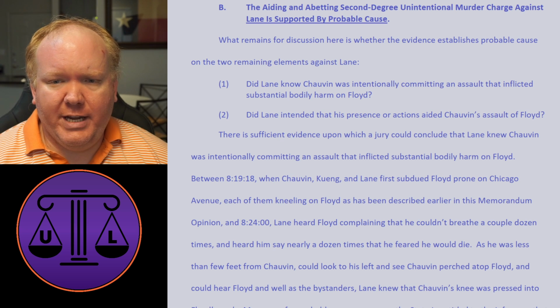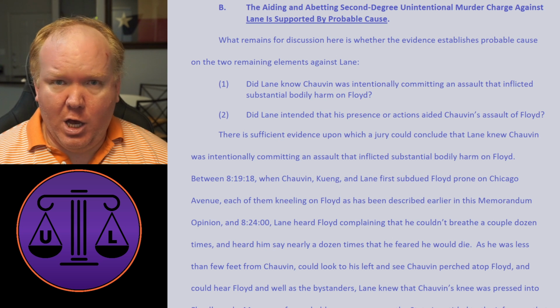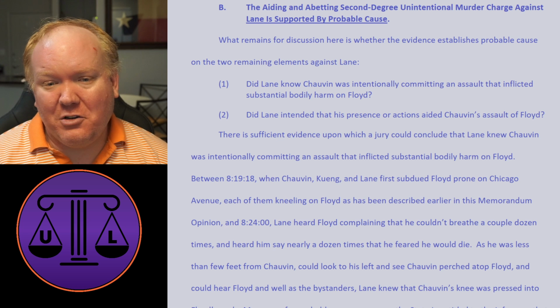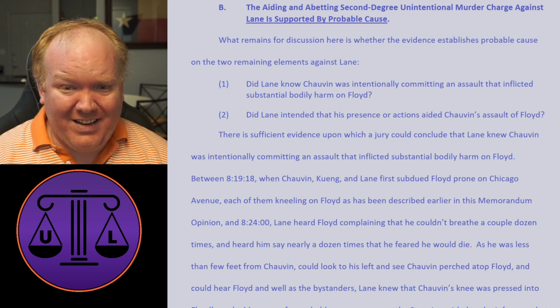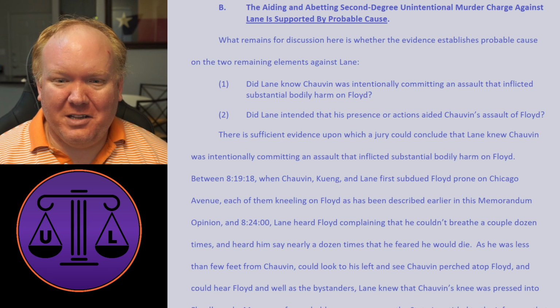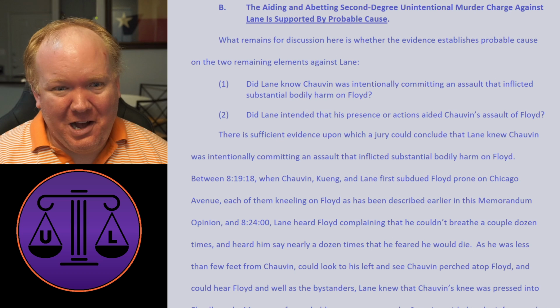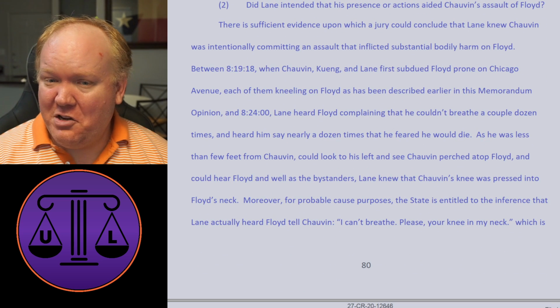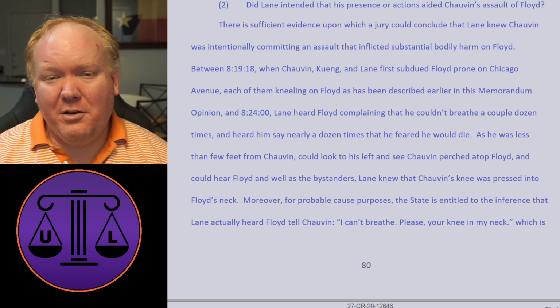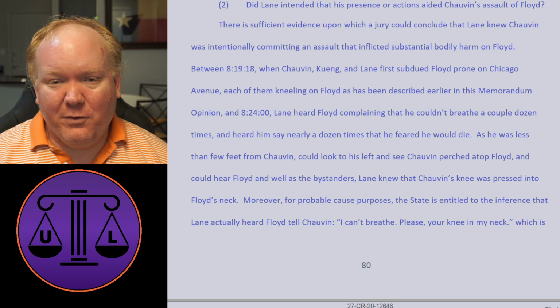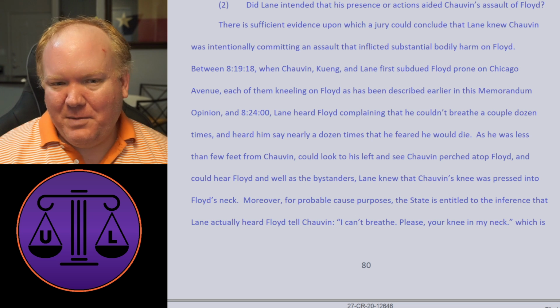What remains for discussion here is the evidence that establishes probable cause with respect to Lane. Did Lane know that Chauvin was intentionally committing an assault that inflicted substantial bodily harm, and did Lane intend that his presence or actions aided in the assault? These words, intentionally, know, intend, are pretty important in these sentences at this point. There is sufficient information upon which a jury could conclude that Lane knew that Chauvin was intentionally committing an assault that inflicted bodily harm on Floyd. And here's some evidence that might help demonstrate that.